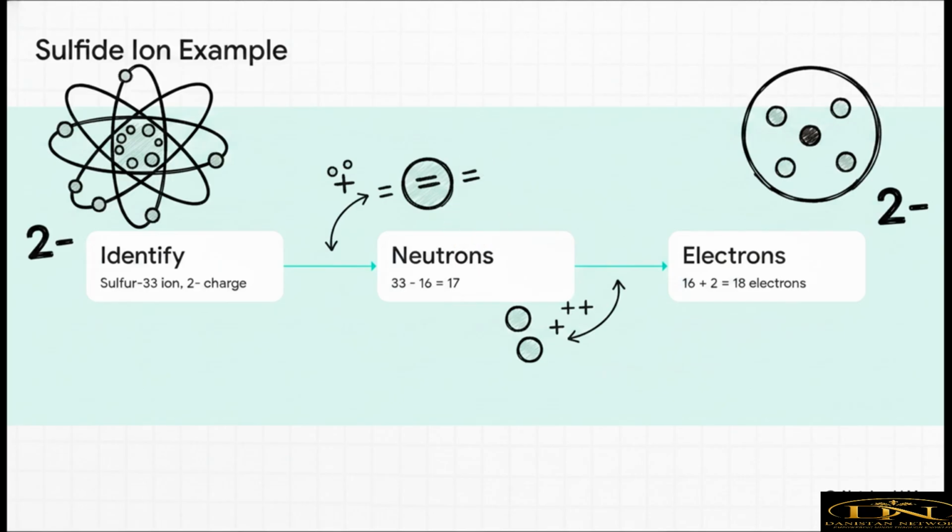Easy enough, right? Now for the electrons. That 2- charge means it gained 2 negative electrons, so we bump our 16 electrons up to 18. So the final result is that the sulfide ion contains 16 protons, 17 neutrons, and 18 electrons. Master this logic, and you're going to absolutely ace these questions on your exams.